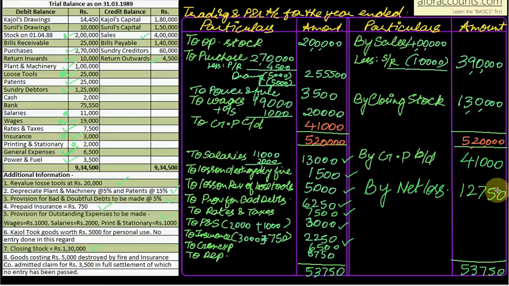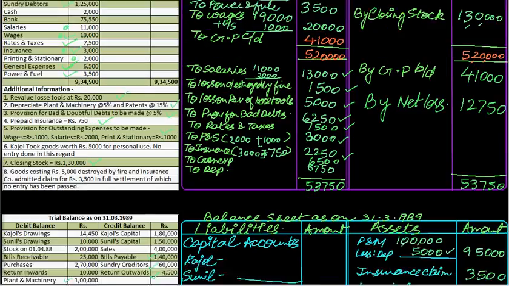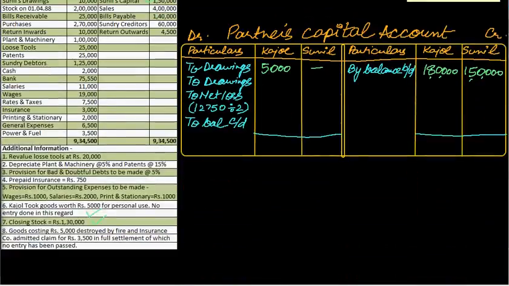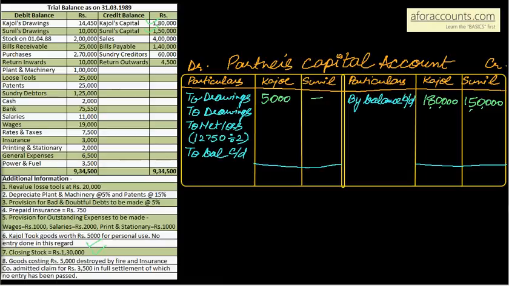Okay, this net loss you have to take to the partners' capital account and divide in their profit sharing ratio. So 12,750, divide it in their profit sharing ratio, which is 6,375 each. Okay, now this is also done.